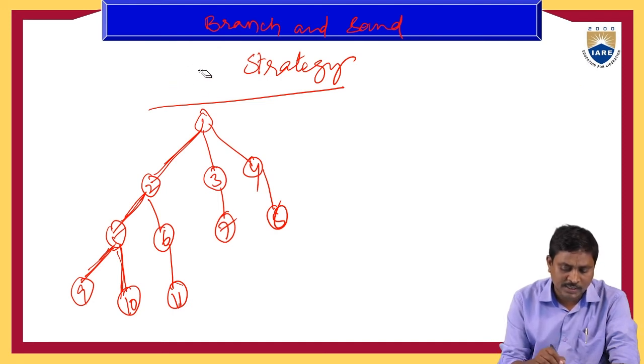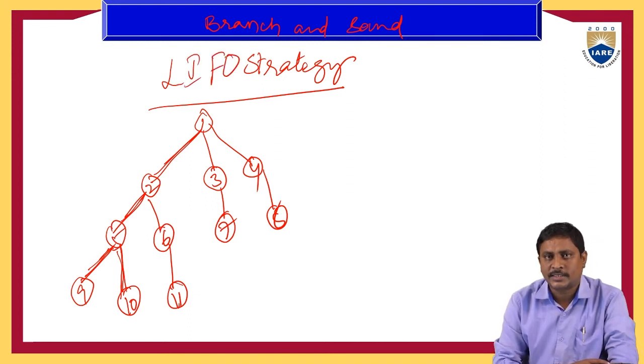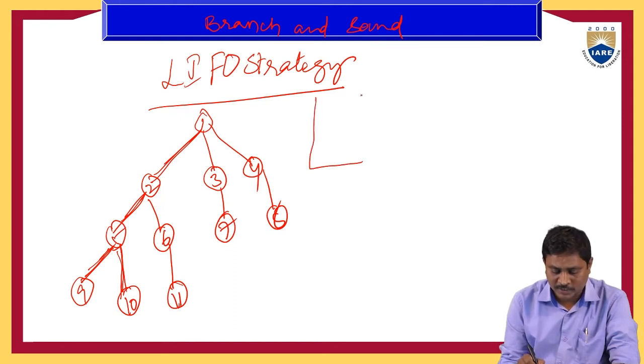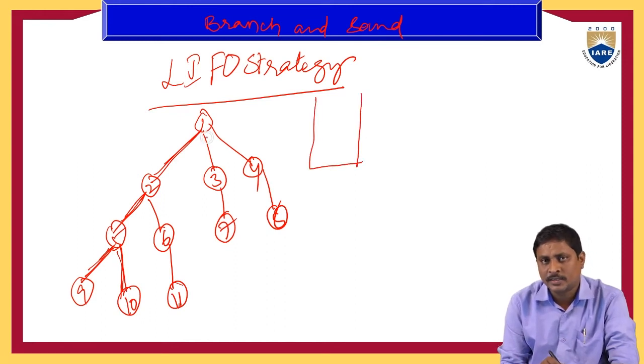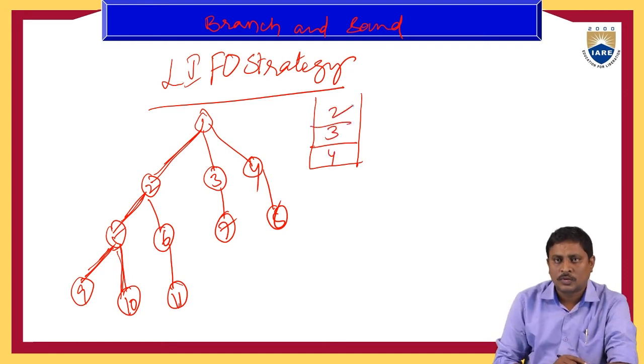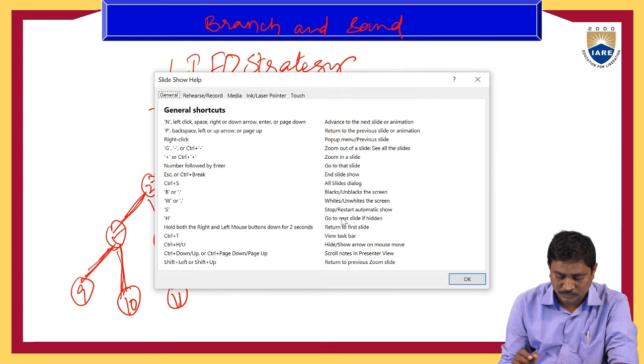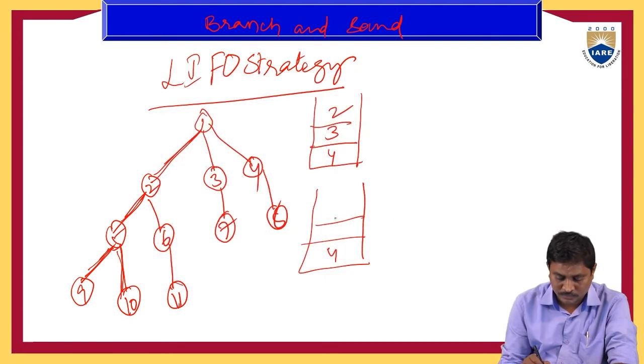This last in first out strategy depends on the stack data structure. Now here, first we expand this live node 1. The children are 2, 3, 4. We remove 2 and we insert the children of 2, that are 5 and 6.